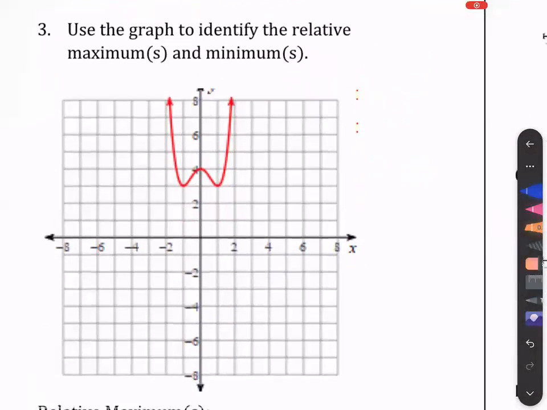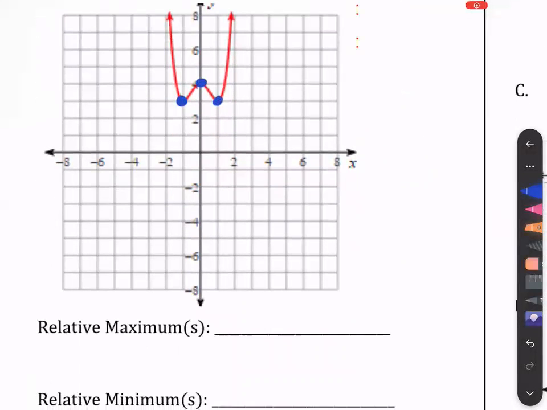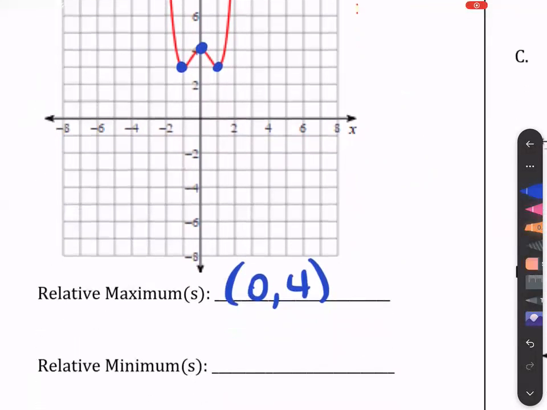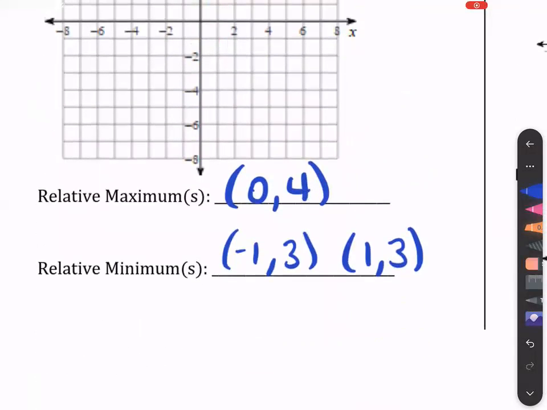For question number 3, we're finding the relative maximums and minimums. Again, you are just naming these points. A maximum is a high point, so that's going to be this one in the middle here, and the value for that is just (0, 4). Relative minimums are our low points, so it's going to be these two right here. The first point is (-1, 3) and the second is (1, 3). You are literally just naming those points. Any of the high points are the maximums, and any of the low points are going to be the minimums.